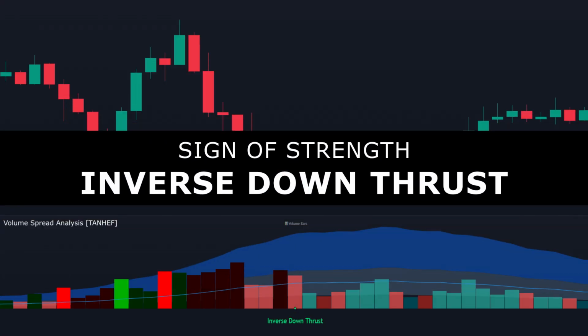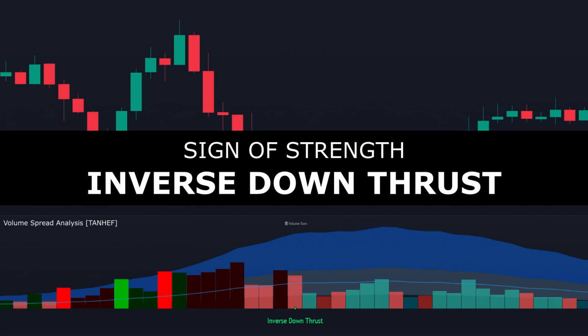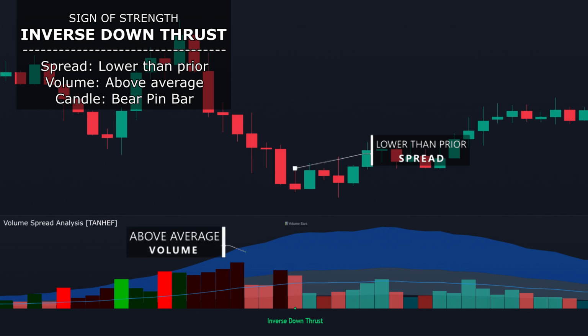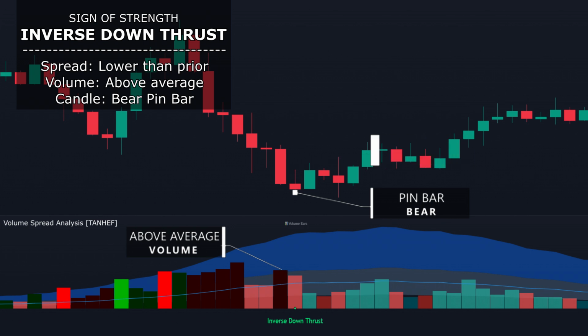Sign of strength, inverse down thrust. The inverse down thrust requires lower than prior bar spread, above average volume, and a bear pin bar. This suggests that buyers are overpowering the sellers, likely leading to a bullish market reversal.